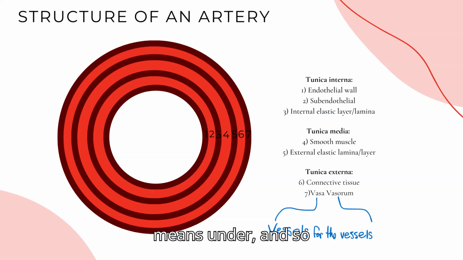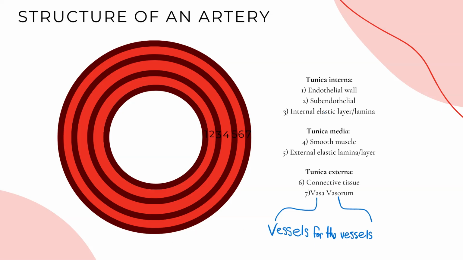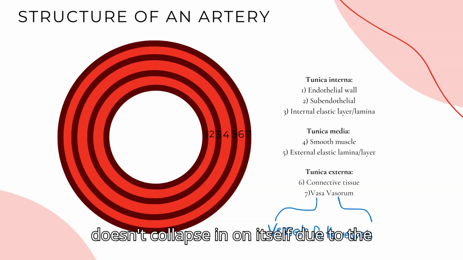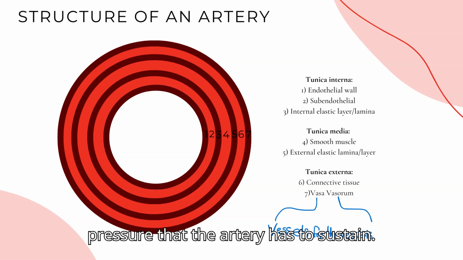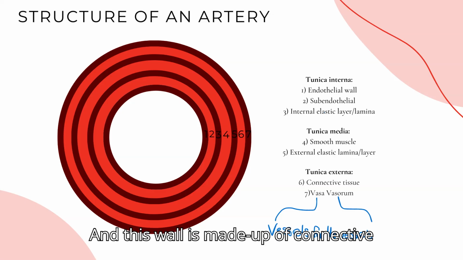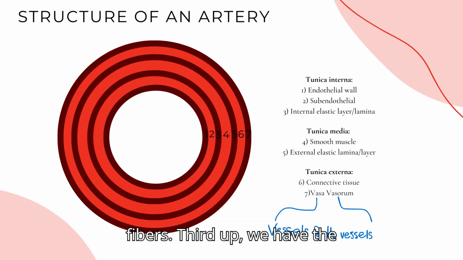And so sub means under, and so subendothelial wall would be under the endothelial wall. So this wall acts as a structural support, and it makes sure that the artery doesn't collapse in on itself due to the pressure that the artery has to sustain. And this wall is made up of connective tissue and then elastic and collagenous fibers.